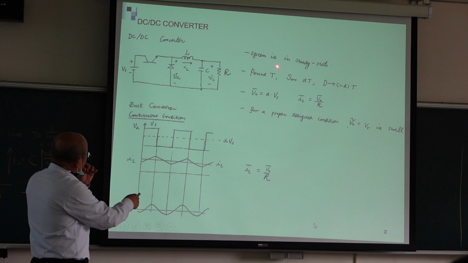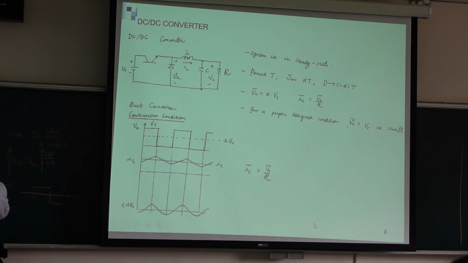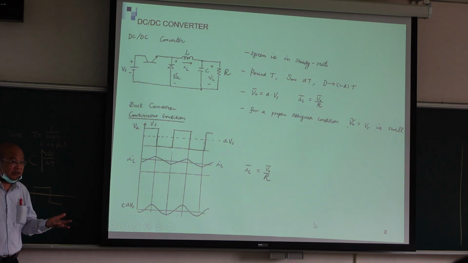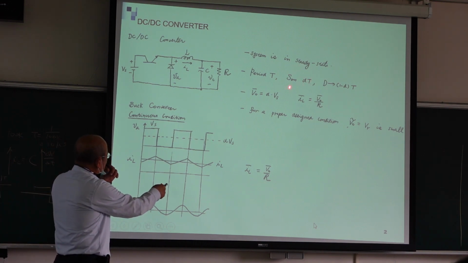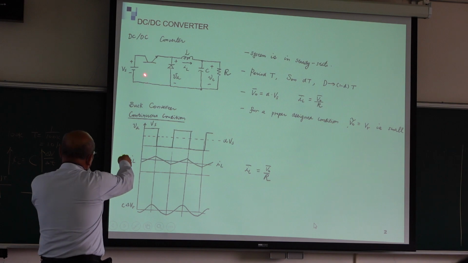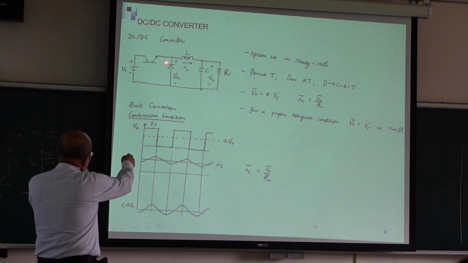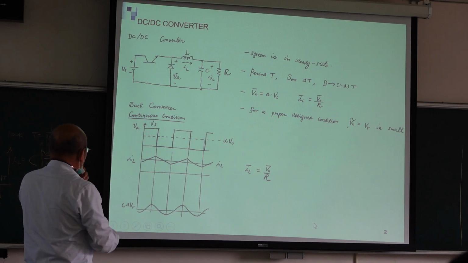And then you can see we have T, and then you have turn on. We call this T. How about this one? This is DT. How about this one? This is (1 minus D)T. We call D the duty cycle, right? So turn on DT, turn off (1 minus D)T. DT is the MOSFET. (1 minus D)T is the diode interval.